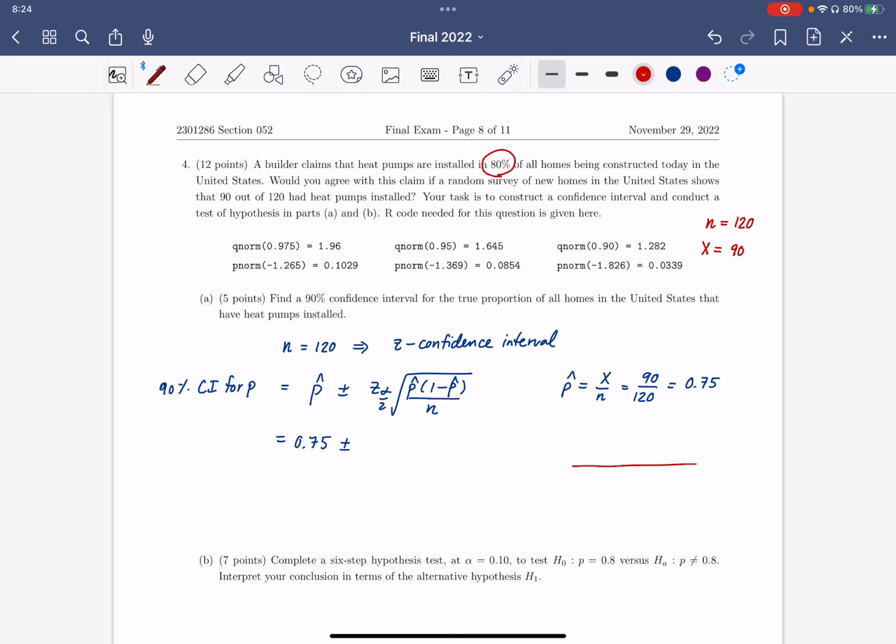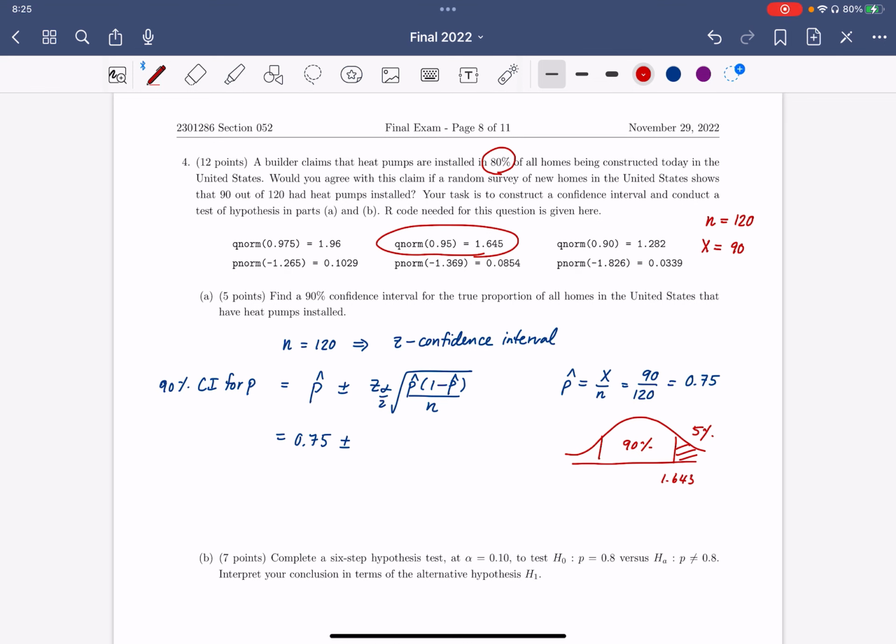What you're going to do is draw the curve again, but this time for 90%, so 5% on each tail. So it's qnorm of 0.95, which is 1.645. All right. And then the square root of p times 1 minus p: this is 0.75, times 0.25, you plug in everything, and then over n, which is 120.